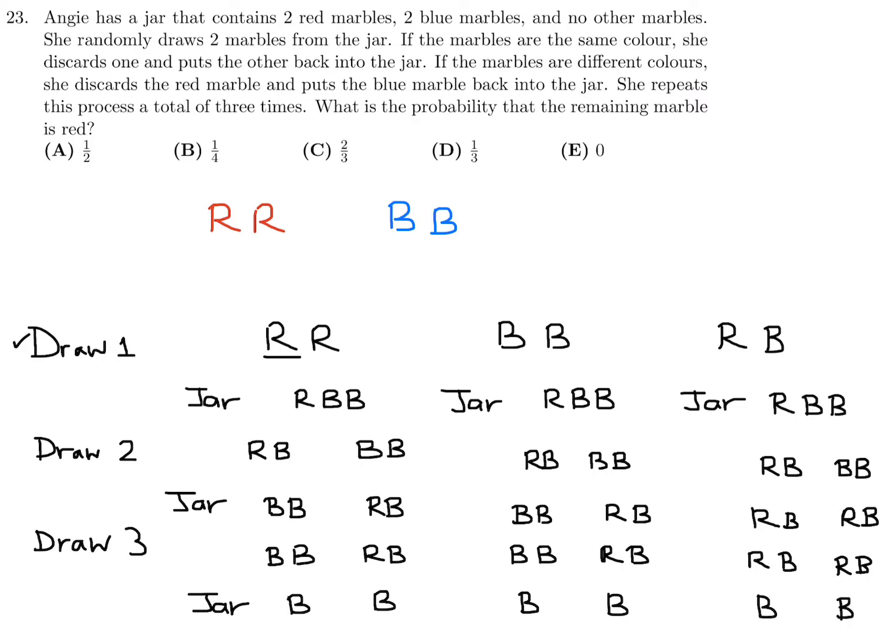Now, this row here represents the final outcome, the very last remaining marble. And they're saying, what is the probability that that remaining marble is red? Well, as you can see, they're all blue. So if you do this process, you never get a red. So the probability of getting a red is 0. So number 23, the answer is E.